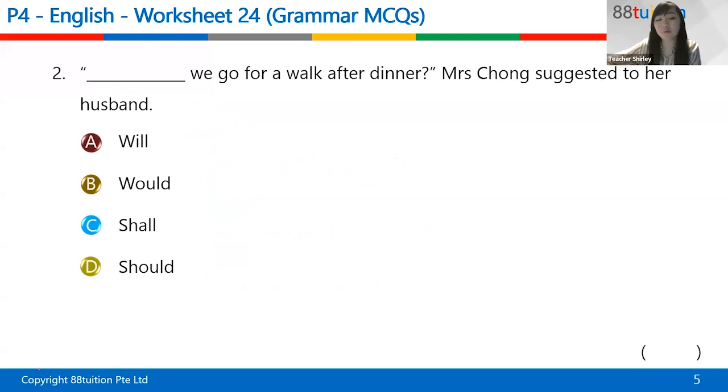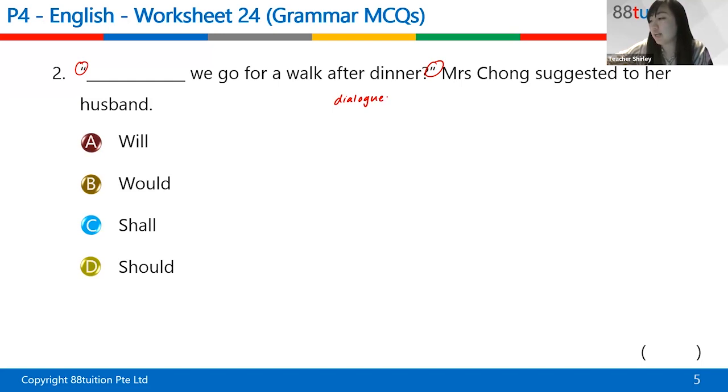Now, next one. What we go for a walk after dinner, Mrs. Chong suggested to her husband. So it's more like asking a question. And also it's in a dialogue, right? If you notice, there are your open inverted commas. So this is a dialogue.